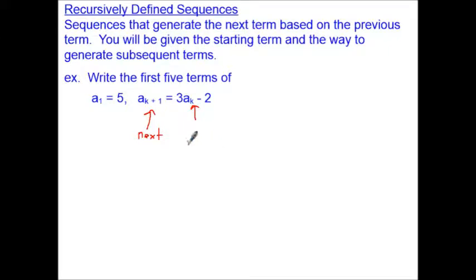Okay, but here we go. The next one is just 3 times the previous minus 2. And so that's basically how it's going to go. That may not make sense yet, but let's write it out and see how it goes. So a sub 1 equals 5. Then a sub 2, the next one, I can take 3 times the previous minus 2. Again, that's all that notation means. So 3 times the previous one, so that 5 goes right there, minus 2, and 15 minus 2 is 13.